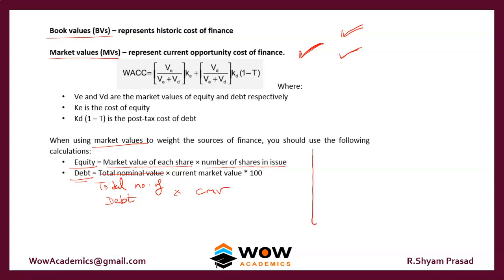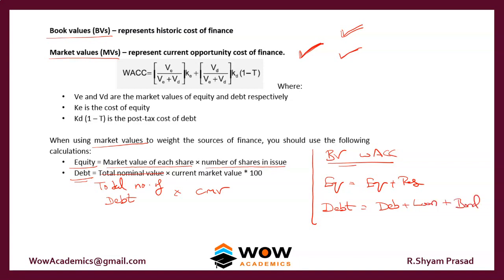Assume that you are required to calculate the book value WACC. In that case, the equity will be the equity share plus the reserve. Debt will be directly given there. So any debenture or loan or any bond will be consisting of the debt part of it.